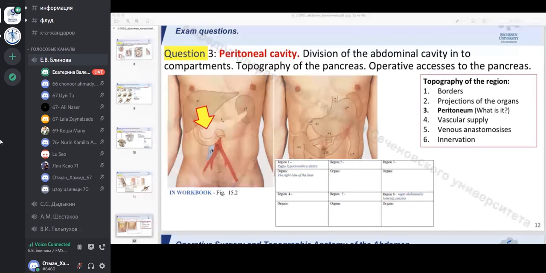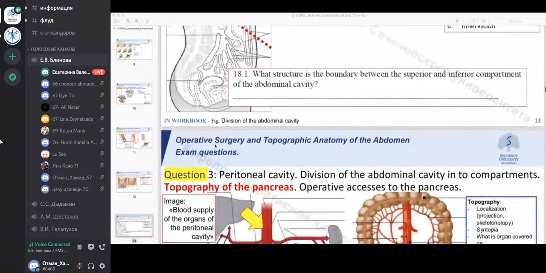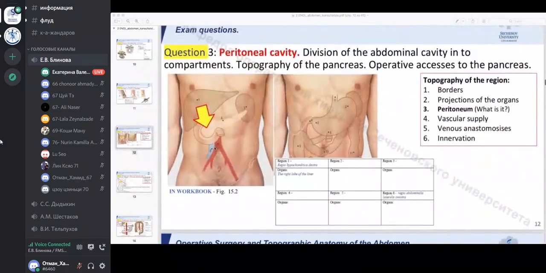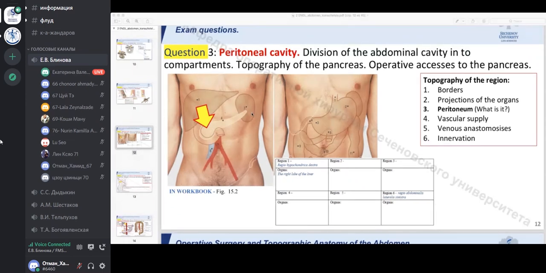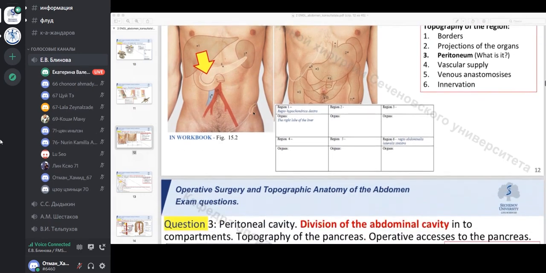The pancreas is covered by the peritoneum on one side, so it is called an extraperitoneal organ. Surgical access to the pancreas is very difficult, and every surgical access to the organs of the abdominal cavity is called a laparotomy. You can use a superior middle laparotomy or an oblique laparotomy along the left costal arch. Firstly, you should find the transverse colon and mesocolon, make an opening inside the mesocolon, and find the pancreas.